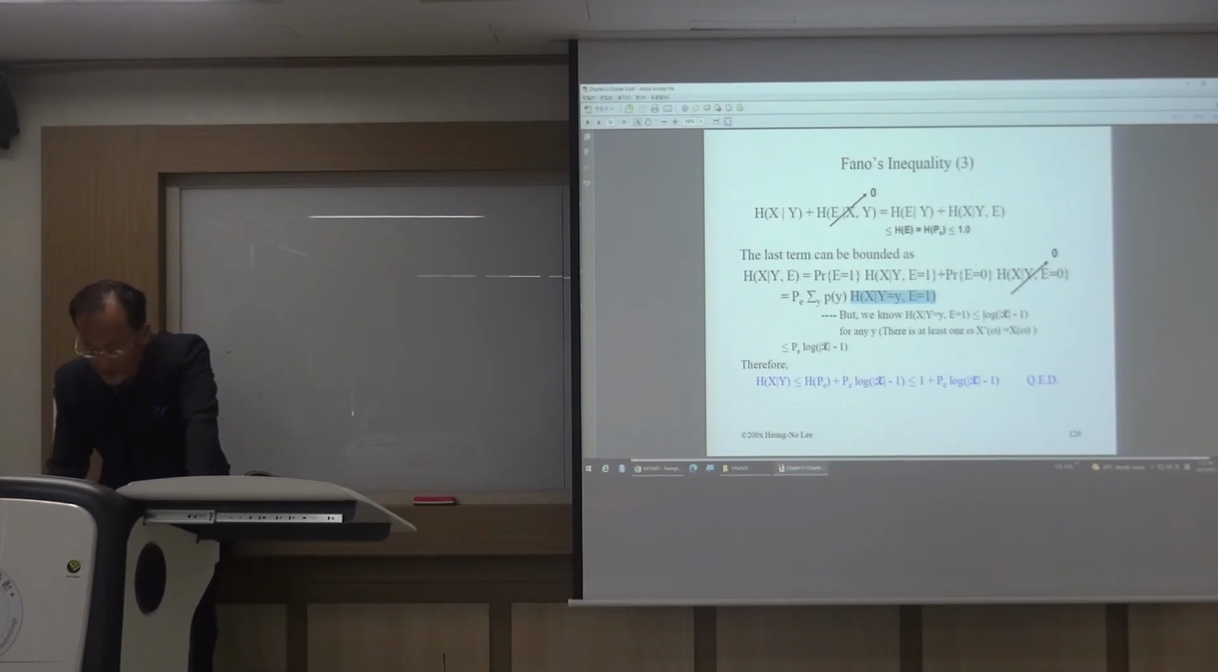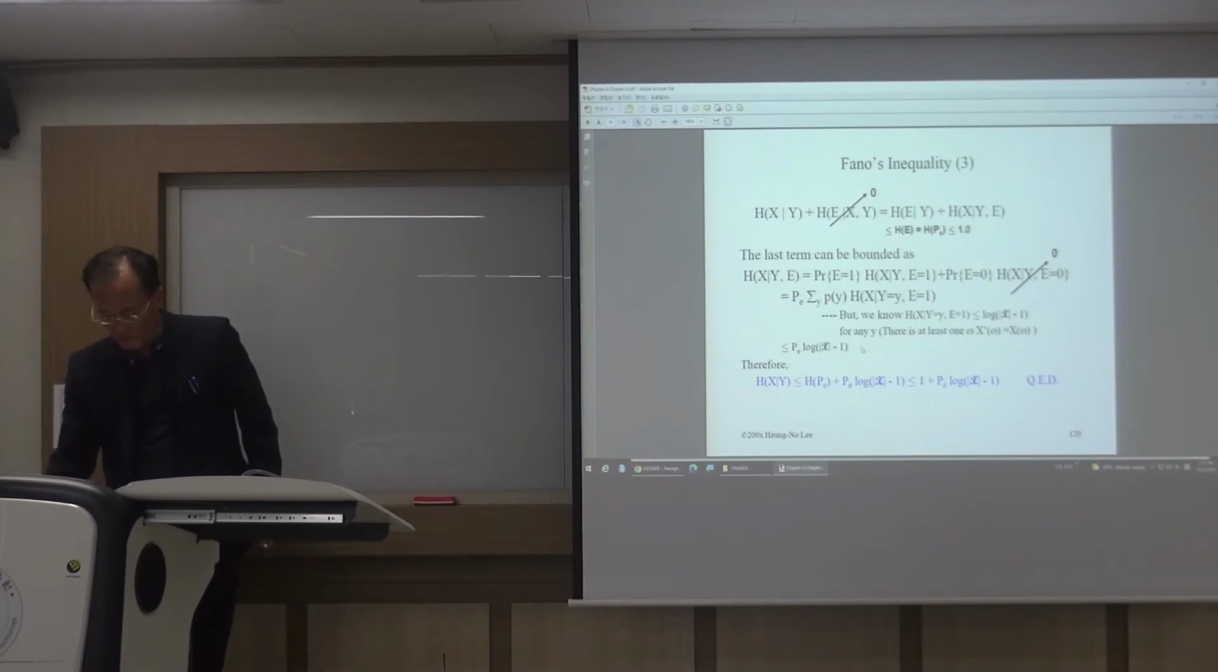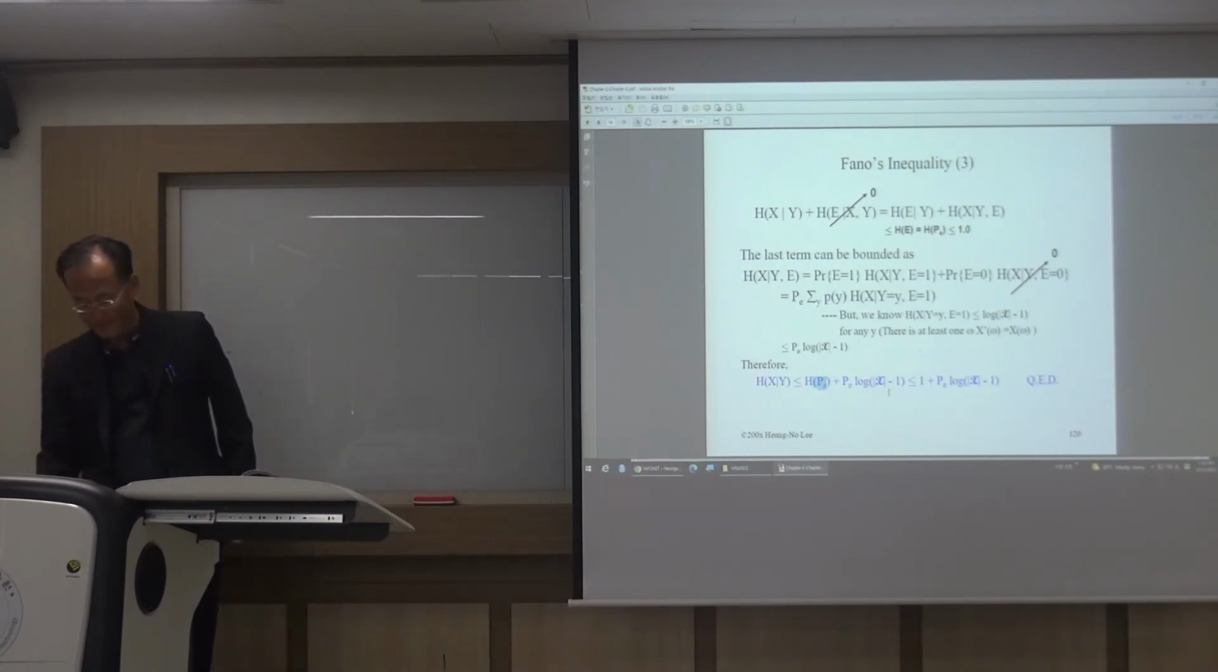But in this general case, we can upper bound it by the size of the entire set because it is always true, right? So that's a huge upper bound, right? Okay? So you can use this, and then this is upper bounded by PE log size of the alphabet minus 1. Okay? So that's the explanation, and that's the result of Fano's inequality. So h of x given y is less than or equal to entropy of P log size of the alphabet minus 1. Okay? And then making a still upper bound because the H of PE is always smaller than or equal to 1, we can use 1 instead of H of PE as an upper bound.